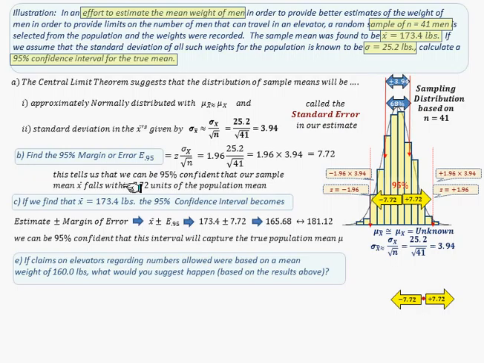If the claims made on the elevator regarding the numbers allowed had a mean of 160.0 pounds, of course this interval suggests that the mean weight of men is above that. So they have to change the signs to lower the limit of people on the elevator.